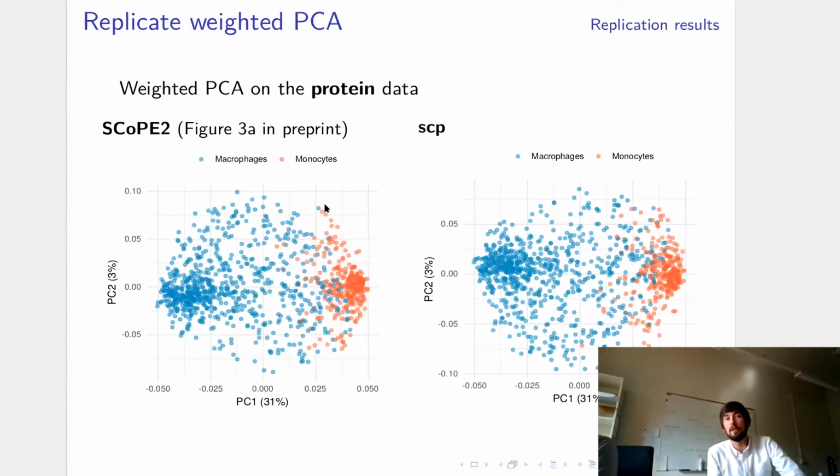The left figure is actually the figure 3A from the preprint, and the right figure is our attempt to replicate it. The two PCA exhibit exactly the same trend. So this indicates that the underlying main patterns are well replicated.